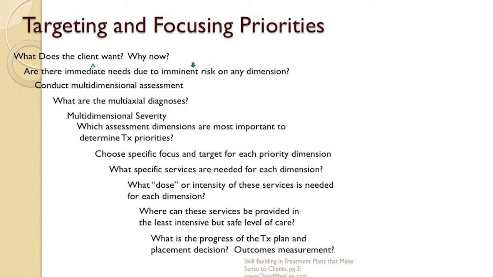We want to conduct a multidimensional assessment. That's the LOCUS or the ASAM. We want to look at the multi-axial diagnoses. Looking at the multidimensional severity, which assessment dimensions are most important to determine as treatment priorities? Choose a specific focus and target for each priority dimension. Consider what specific services are needed for each dimension. What is the dose or intensity of these services that is needed for each dimension?